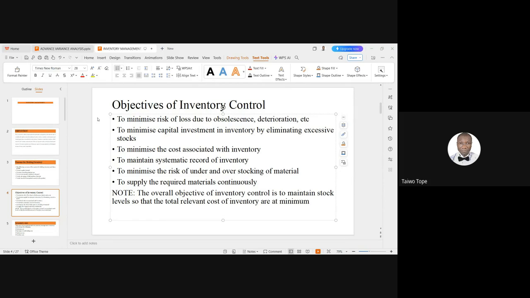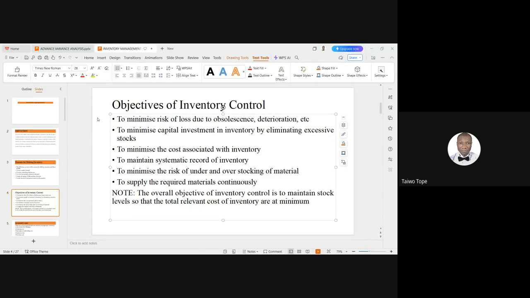I said, note, the overall objective of inventory control is to maintain stock levels so that the total relevant cost of inventory is at a minimum. Take note of this statement. Why am I saying take note?